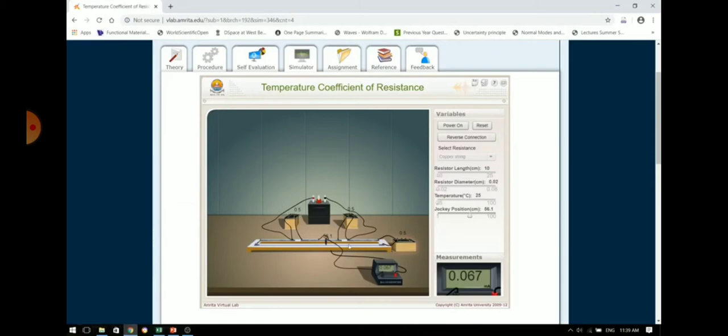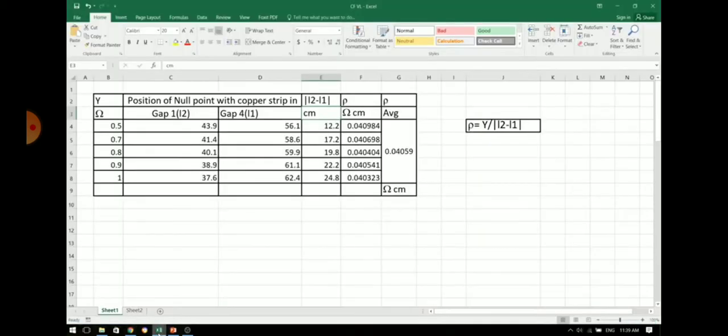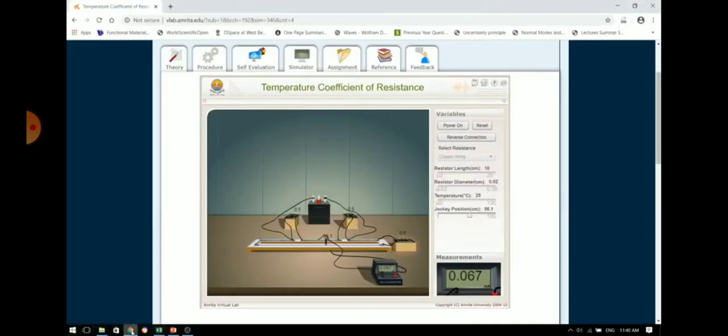Now you just take another value of this resistance. That is the P and Q 0.5, and the fractional resistance is also 0.5. We have already taken that value, L1, which is already written in the table, 56.1. The fractional resistance is in gap 4, so I have taken it in gap 4. Now another value we have to take in the gap.